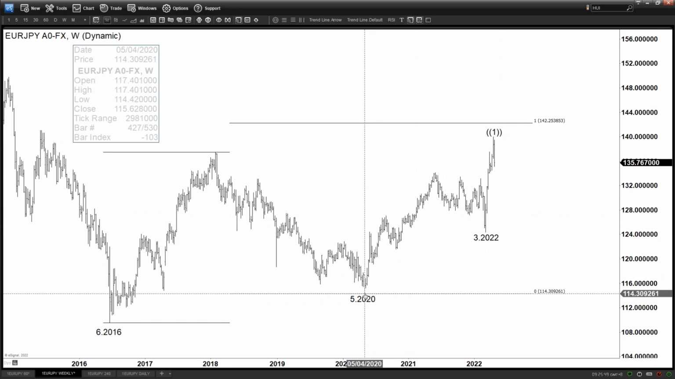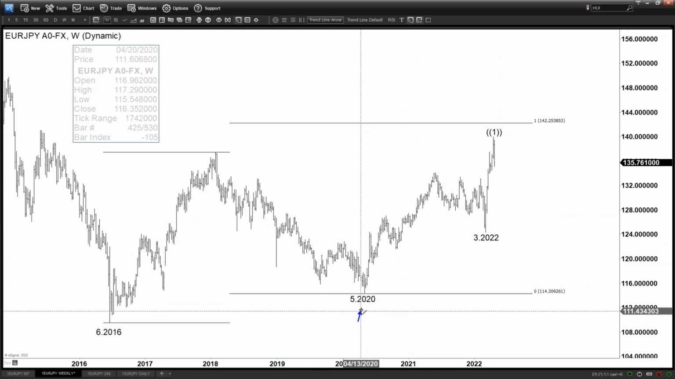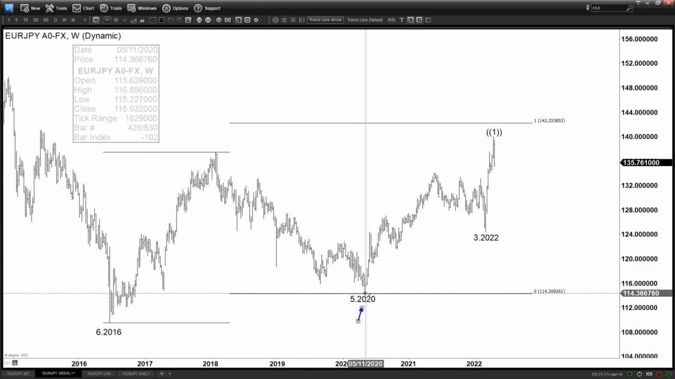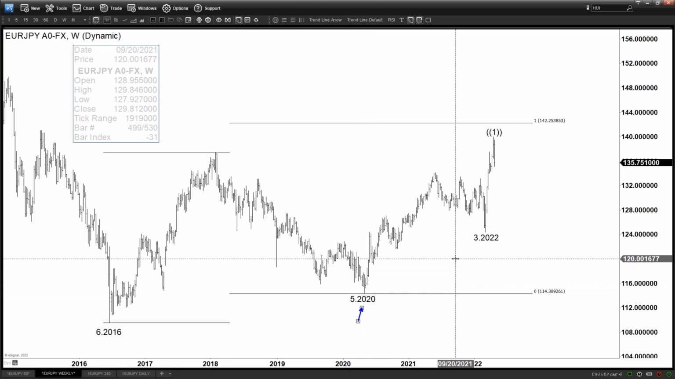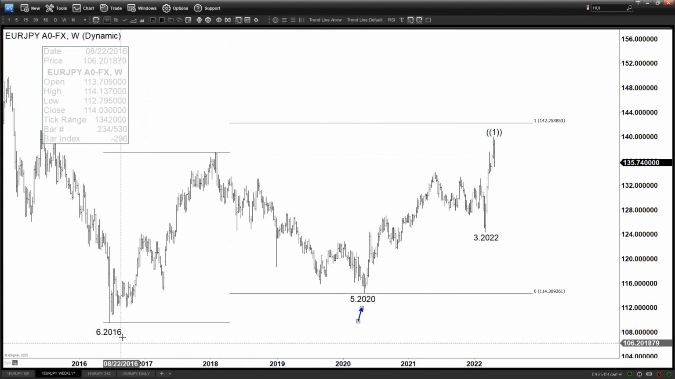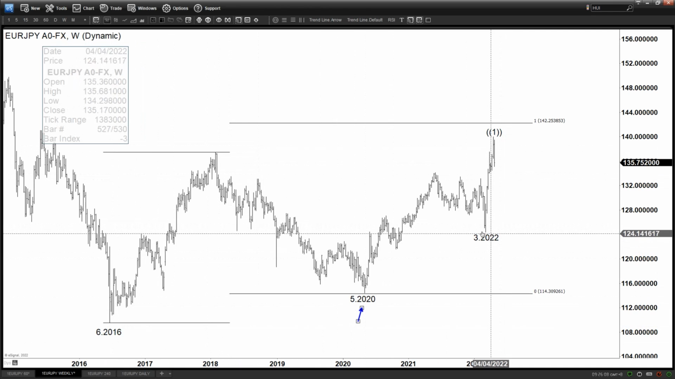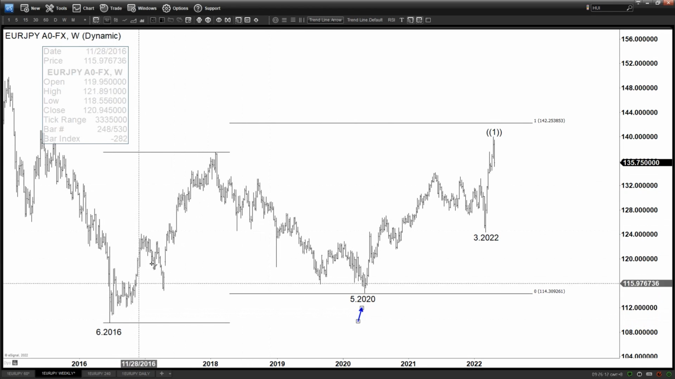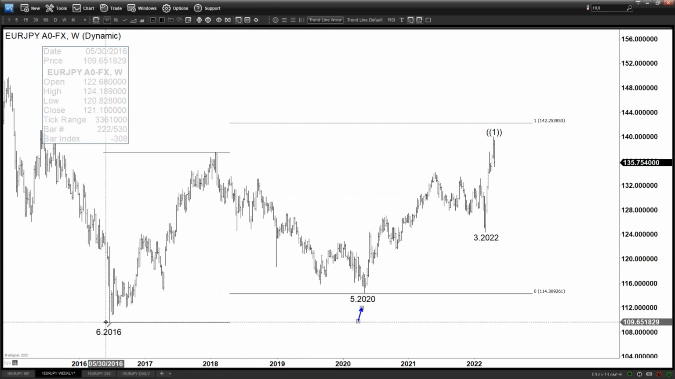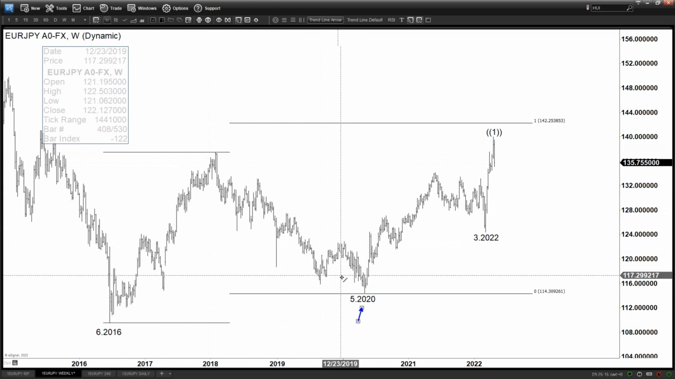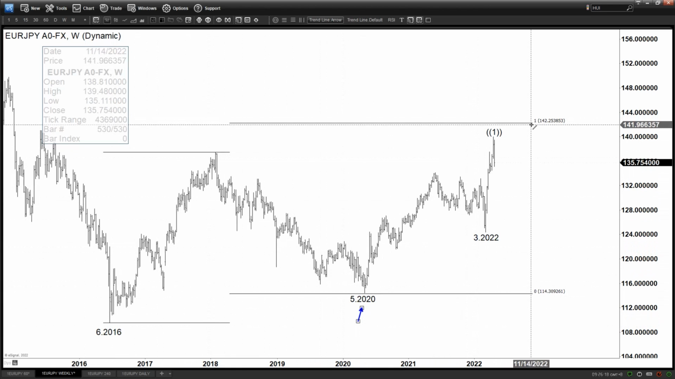Now this low, by the way, is the same as the COVID-19 low in all other asset categories. If you look at the indices, for example, this is the same as the March 2020 low. So we got these 3 important pivot lows in the euro yen, and there is a high sequence from here using this 1, 2, 3, which has not reached the 100%.